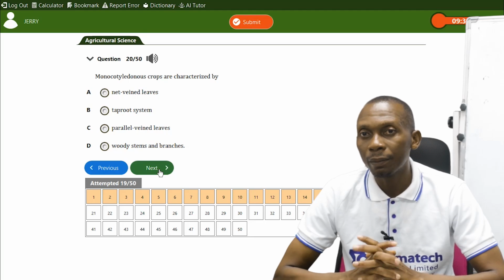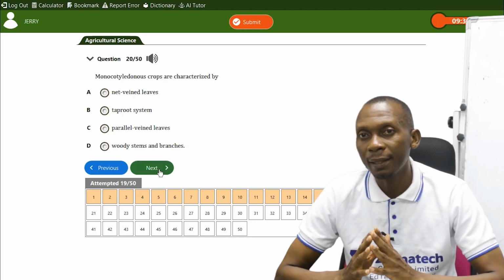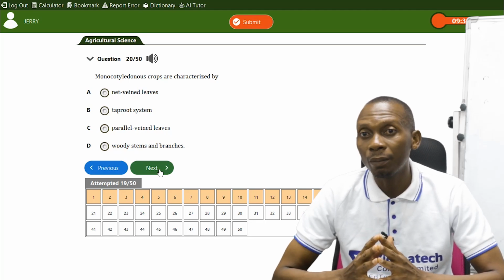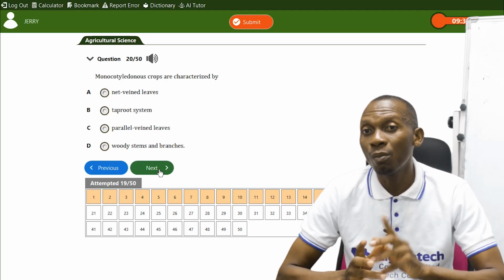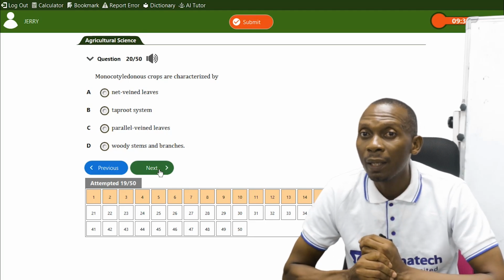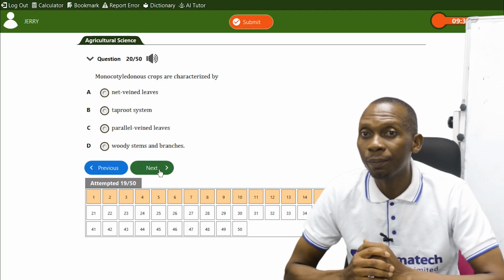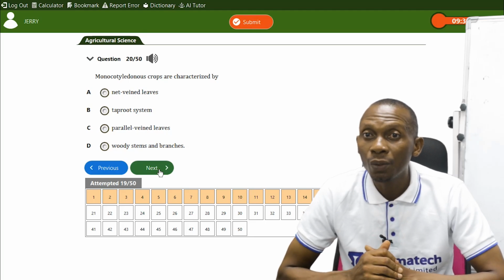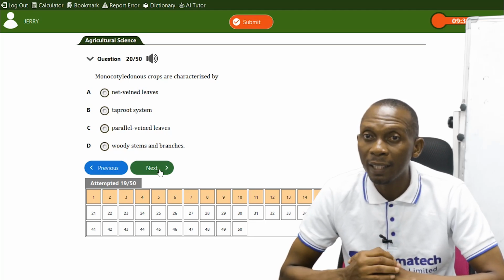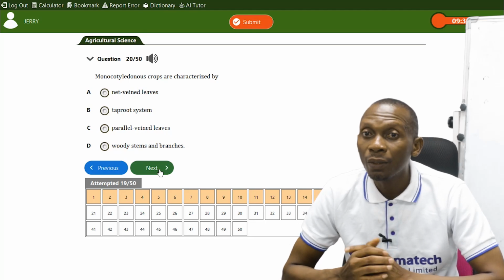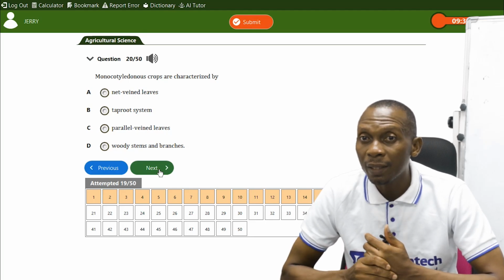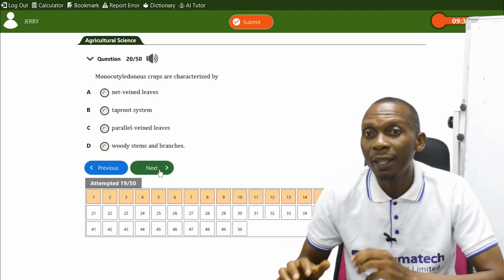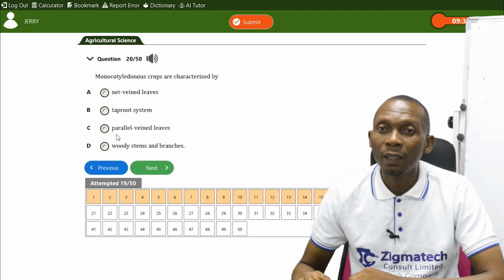But in this case, although they talked about the root system here, monocot does not have the taproot system. It has a fibrous root system. The monocots do have parallel vein leaves. They do not also have woody stems and branches. Neither do they have net vein leaves. So the answer here is parallel vein leaves.